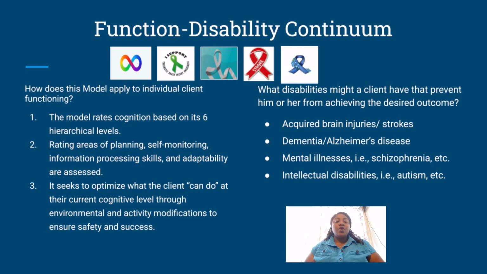Second question, what disabilities might a client have which prevent him or her from achieving the desired outcomes? Disabilities such as acquired brain injuries, dementia, schizophrenia, and autism. Now I'll pass over to Jennifer, who will continue our presentation.